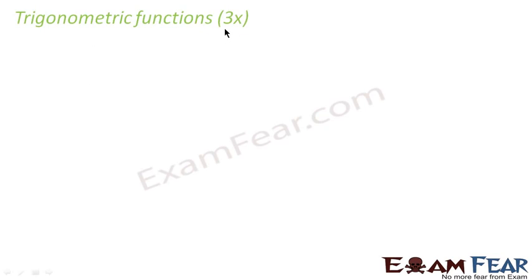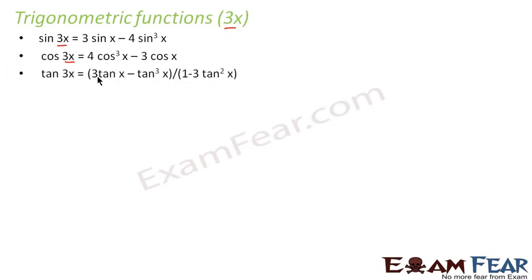Now let's take some examples of functions of the form 3x. So when you see sine 3x, this becomes 3 sine x minus 4 sine cube x. When you say cos 3x, this becomes 4 cos cube x minus 3 cos x. And when you say tan 3x, this becomes 3 tan x minus tan cube x by 1 minus 3 tan square x. Please remember these formulas. We'll now prove it.